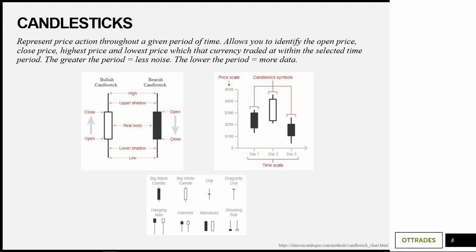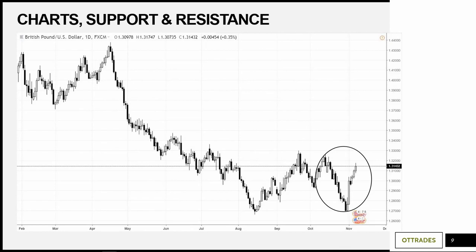Basically, the only thing to take away from that is that each candle represents the open price, the close price, the highest price, and lowest price within a selected time period. Now then, just to start off with, up here you see it says 1D, that means we're on the daily chart. So each candle represents 1 day of trading, 1 day of price action within the market. So this candle here represents 24 hours of trading.